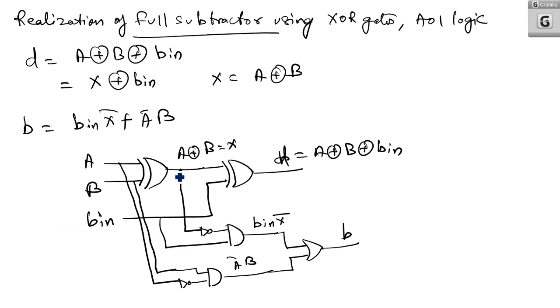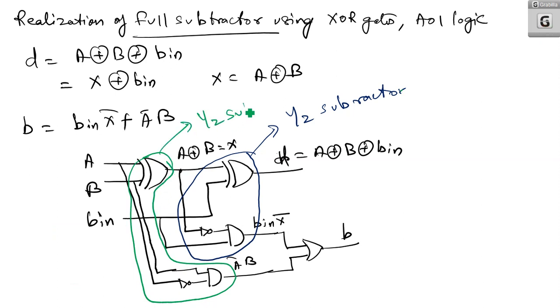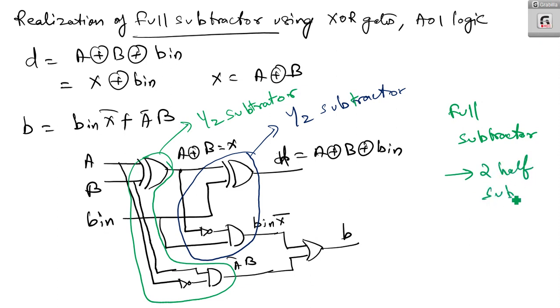If you are looking, this much forms a half subtractor. And one more thing, taking this part like this, that forms another half subtractor. That means you can say that full subtractor is a combination of two half subtractors. So this is realization using XOR gates.